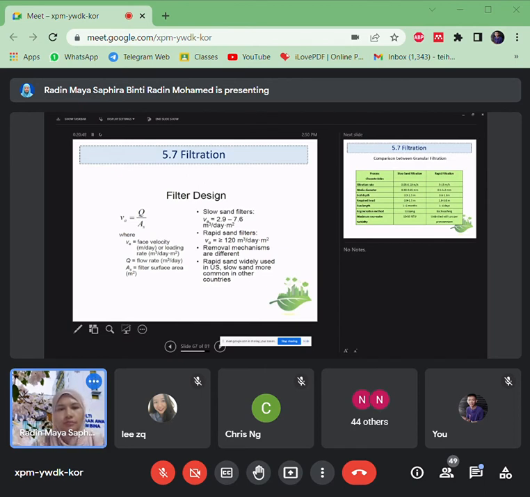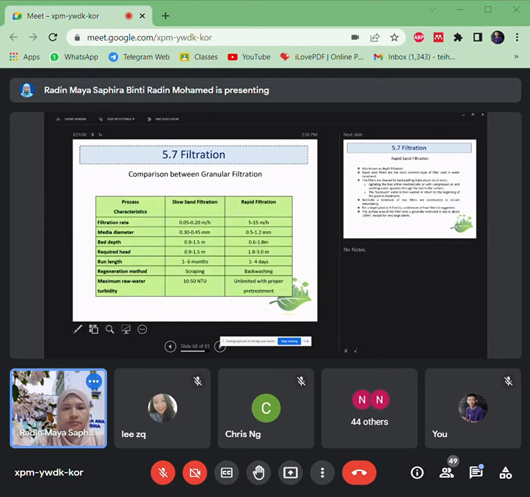So this is the filter design. We need to consider the face velocity, the flow rate, and also the filter surface area. Alright, and this is the slow sand filter requirement, rapid sand filter velocity, and so on. So this is the slow sand filter velocity, and also the dimensions for the media diameter, bed depth, required head, and so on.